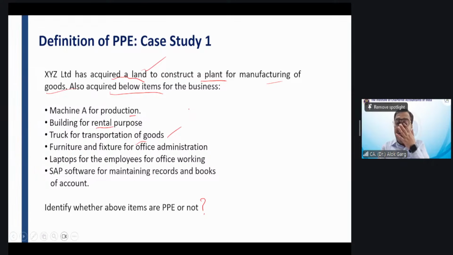Truck for transportation of goods, tangible item held for supply, transportation, life is more than 1 year. Yes, PP&E. Furniture and fixture for office administration, again tangible item. Yes, PP&E. Okay, administrative purpose, life is more than 1 year. Laptop, again a PP&E. SAP software, tangible item or intangible item? Intangible item, not a PP&E. So Yogendra, in that case, if you are giving it on rent to your employees, if it is on a concessional rent, then it could be PP&E. But if it is normal rent, then it has to be an investment property.